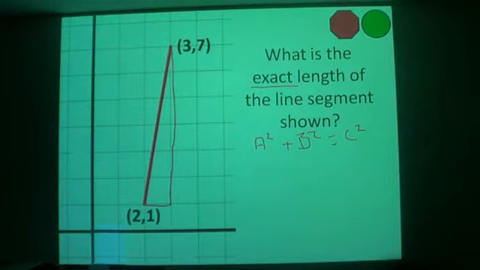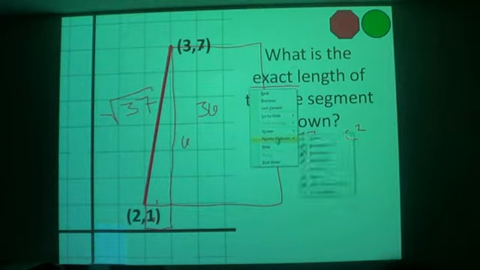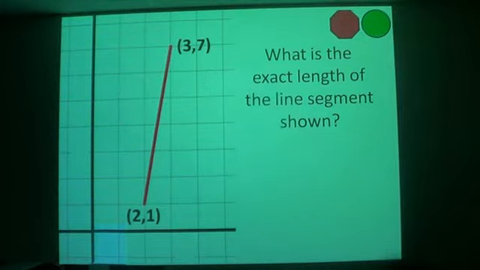And so this right triangle has a leg of 1 and a leg of 6. I know it's 6 because 7 minus 1 is 6. So one of the things that I can do is I can square this, and so now I have 1 times 1 is 1, and then I can square 6, so I wind up having 36. Add 1 and 36, and so I get the square root of 37 is my answer over here. And the question was, what is the exact length? And that was the square root of 37 is what we came up with. We'll take a look at that.